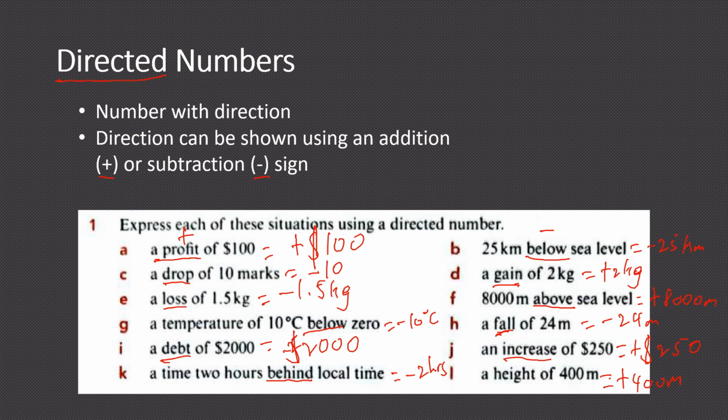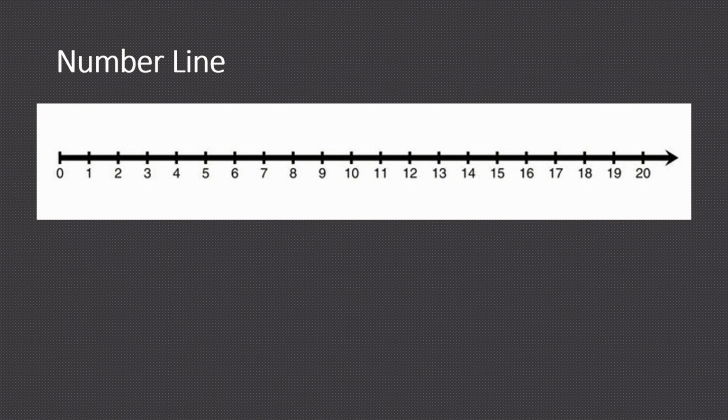So those are the answers for this, and it goes to show that we're to understand how words like profit, below, drop, gain, loss, and above are used to determine the direction of these values. Profit always shows positive, which is shown by addition, and below is used to show the negative sign, which is shown by minus. With that being said, we go on to the number line.